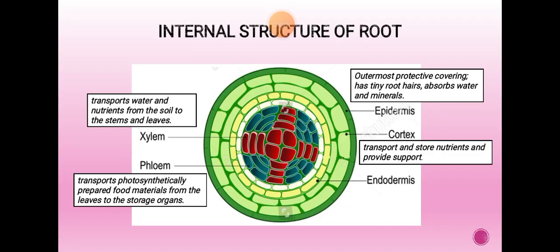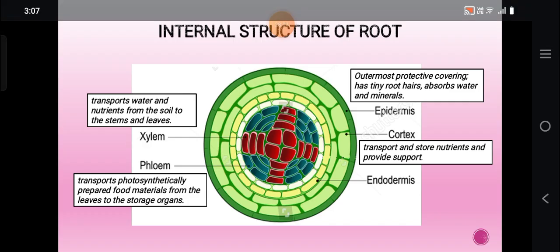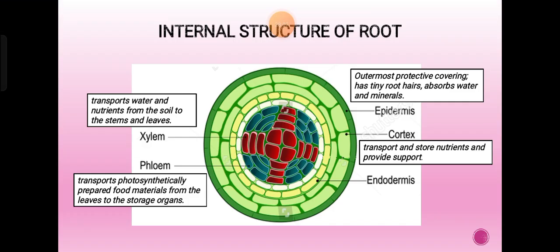Okay, internal structure of a root. Now you need to see this because the internal structure of a root is definitely the most important thing. In the internal structure of a root, we have the epidermis. Epidermis is the outermost protective covering that has tiny root hairs to absorb water and minerals. This is the work of the epidermis. It basically protects the plant. Its basic function is to protect the plant.